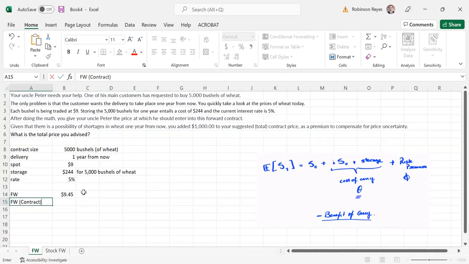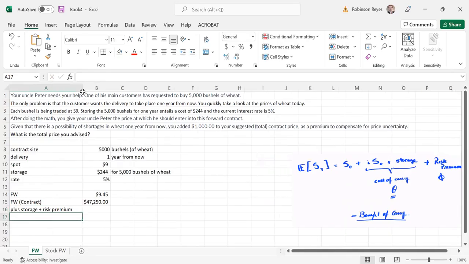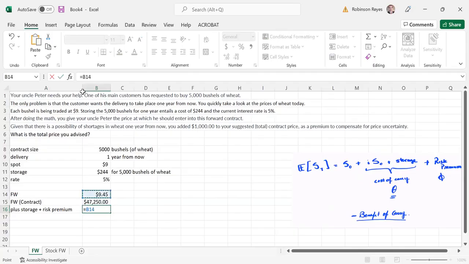So for the entire contract, we can simply multiply 9.45 by the number of bushels of wheat in our contract. So we end up having 47,250. And next, we can add the storage. So we will add the storage.